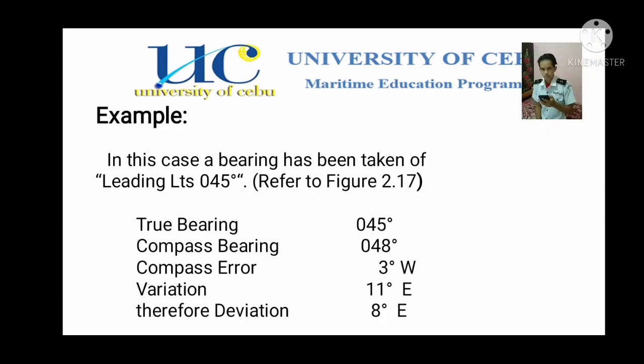In this case, a bearing has been taken of leading lights, 045 degrees. So true bearing, compass error, variation, and therefore the deviation.